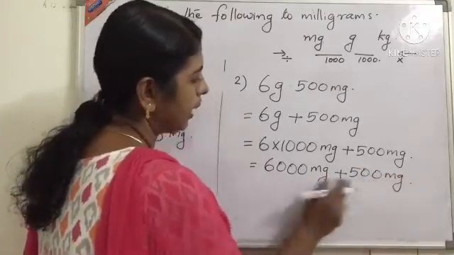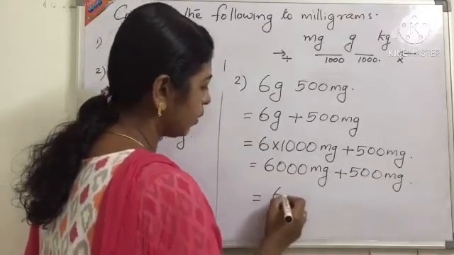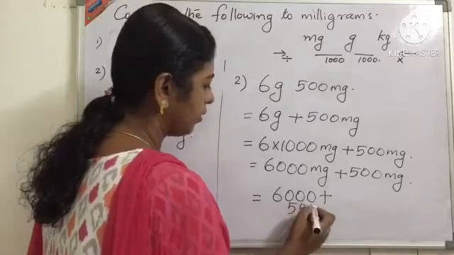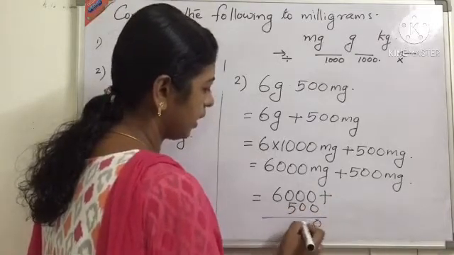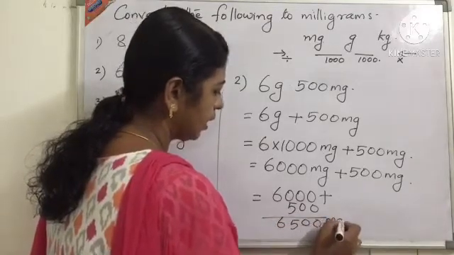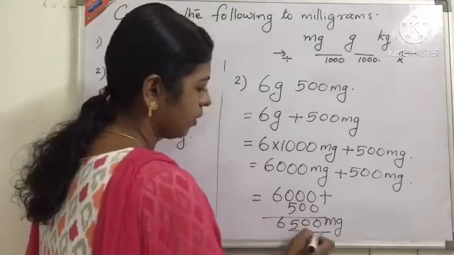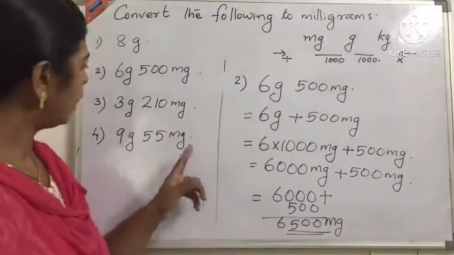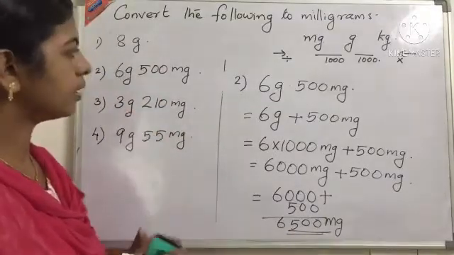Now we want to add these two, that is 6000 plus 500. How much is it? 6500 milligram. Clear? Then we can go to the third question.